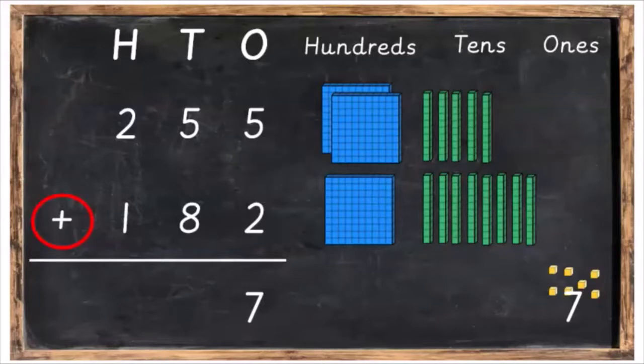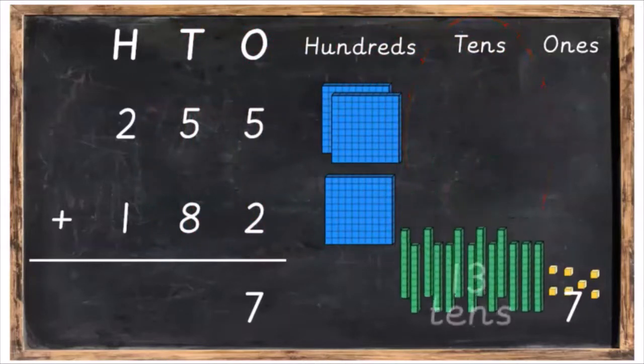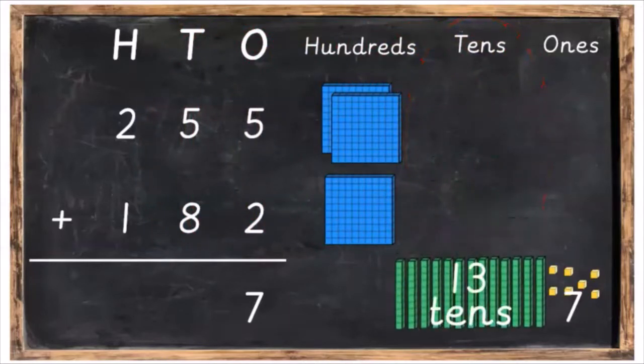Second thing we're going to do is we're going to add the tens. We're going to add the 8 plus 5. So 8 plus 5 is equal to 13. So we've got 13 tens down here now. But what are 13 tens? Well, 13 tens are actually equal to 10, 20, 30, 40, 50, 60, 70, 80, 90, 100, 110, 120, 130.